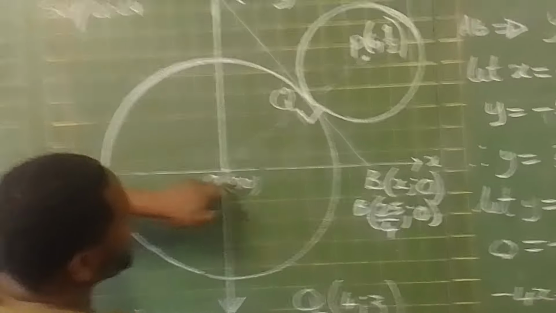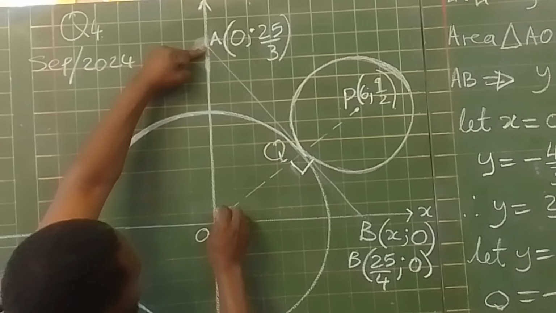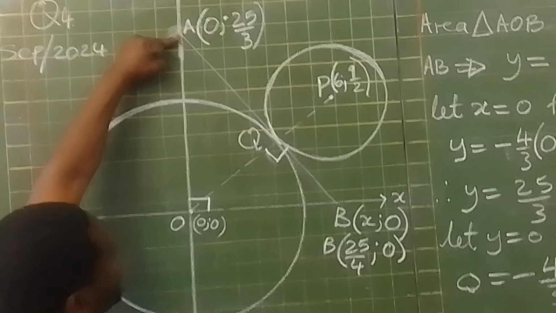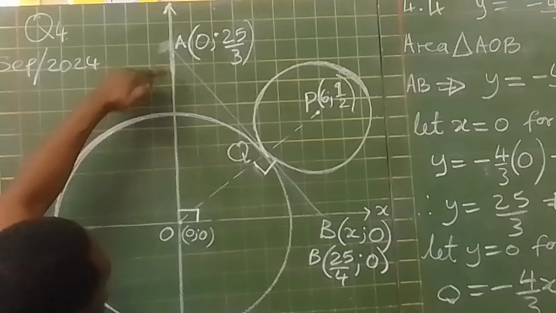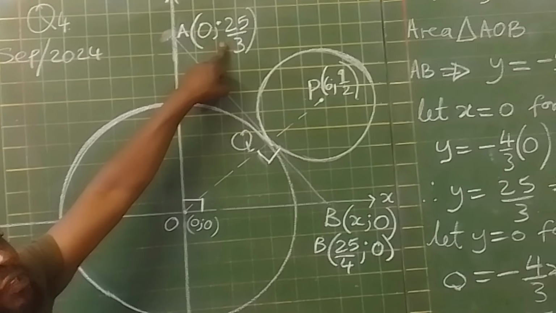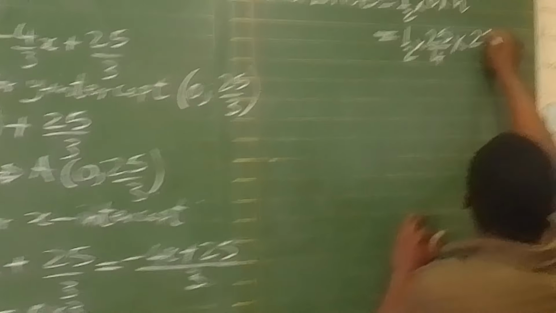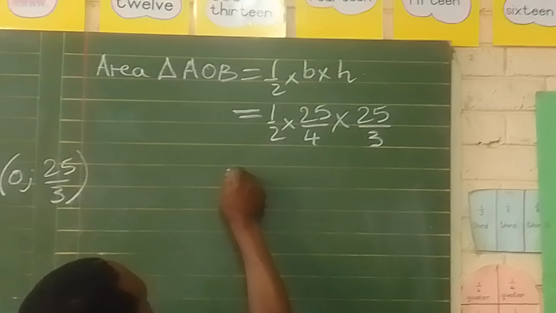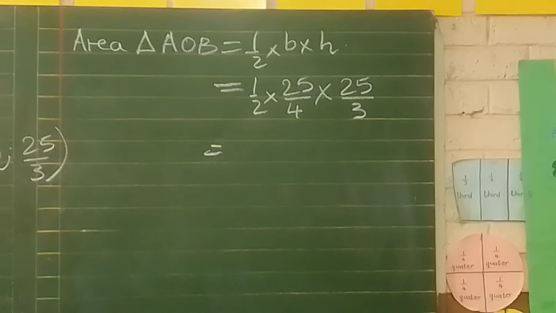You come and check the height here. The height of this triangle is going to be AO. Since this is perpendicular to that, this must be the breadth, this must be the height. And the height here is on the y-axis, and the y is 25 over 3. Which is, check the calculator.